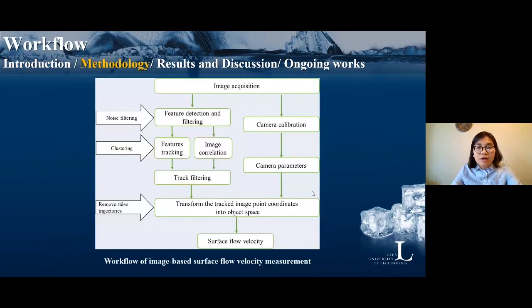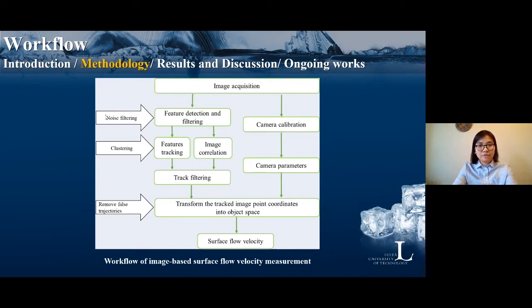Okay, in this slide, I would like to show you the workflow of image-based surface flow velocity measurement. The procedure consists of two main parts: camera calibration and analysis of the measurement objective. The camera calibration step estimates the interior and exterior parameters of the cameras. The interior parameters consist of the parameters of the lens and the image sensors of the cameras, and the exterior camera parameters estimate the position and orientation of the cameras in the object coordinate system.